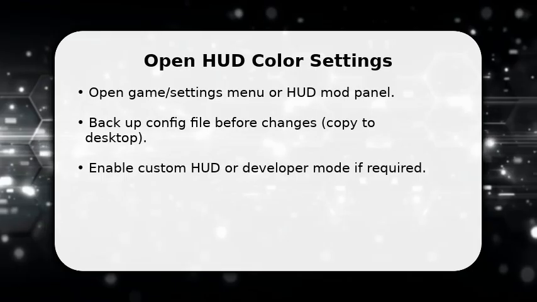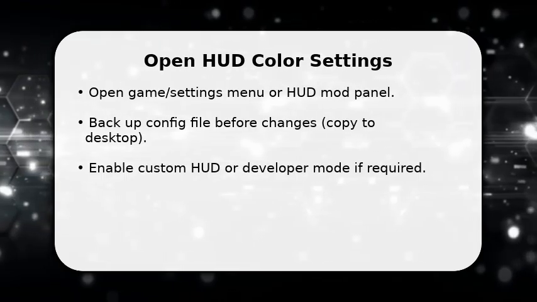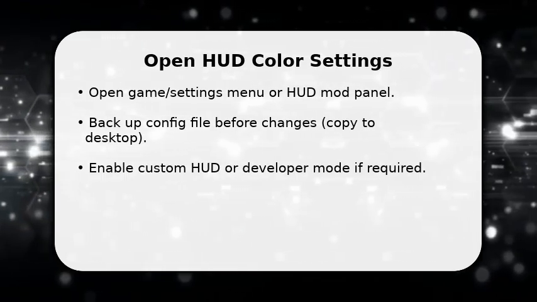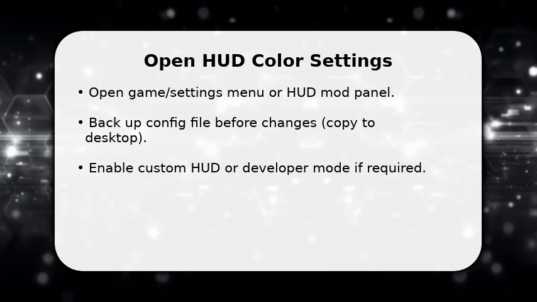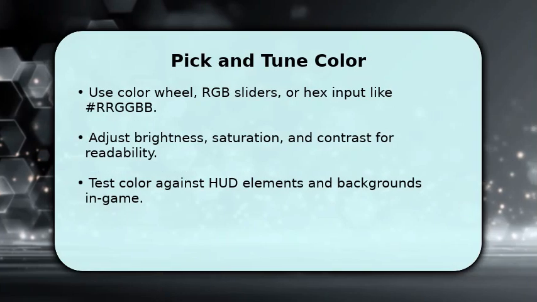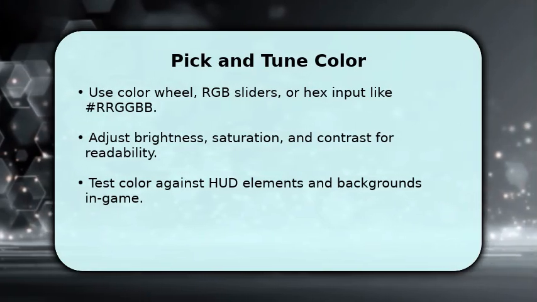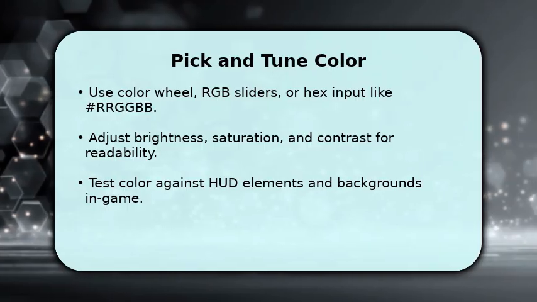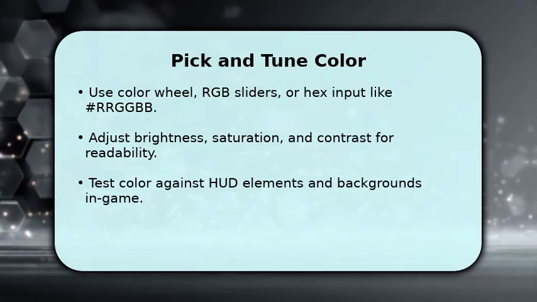From here, locate the color editor or color wheel to begin changing values. This is the first actionable step to change how elements appear on screen. Now you pick and tune the color using the wheel, RGB sliders, or hex input. Typing a hex like #00FFA is precise when matching themes.